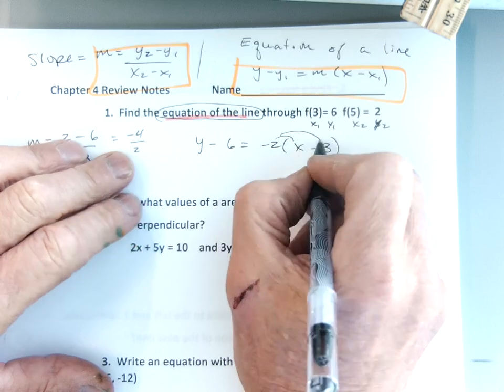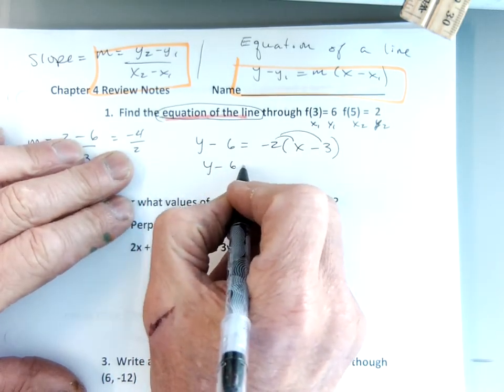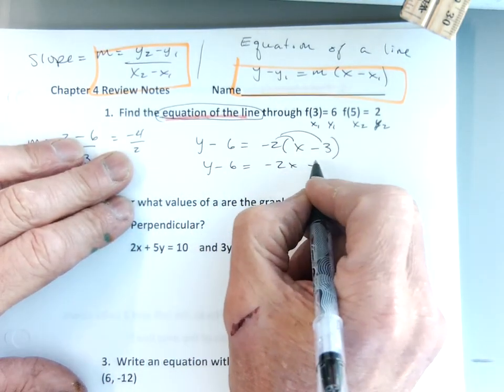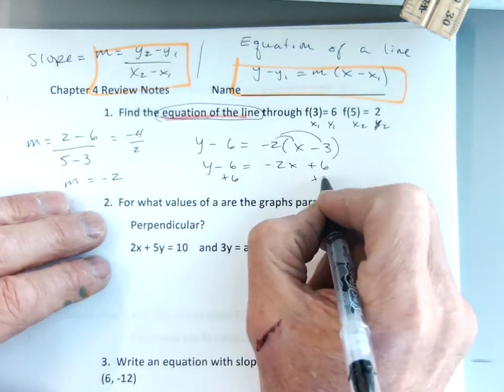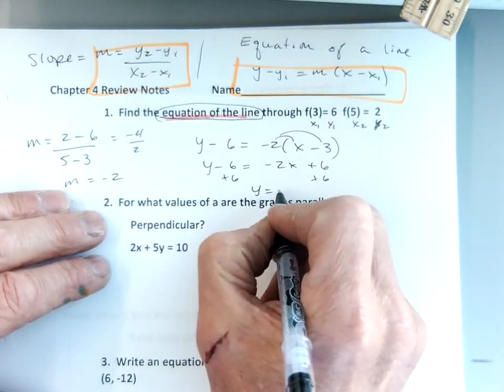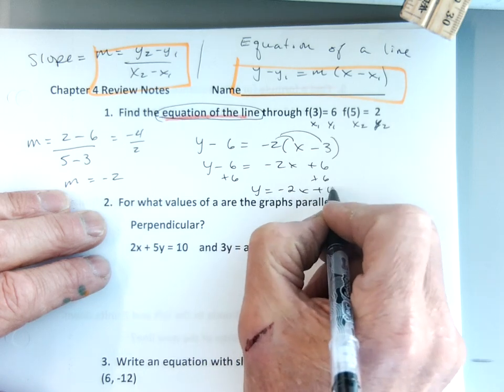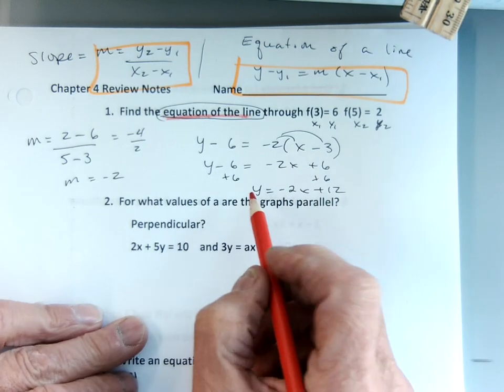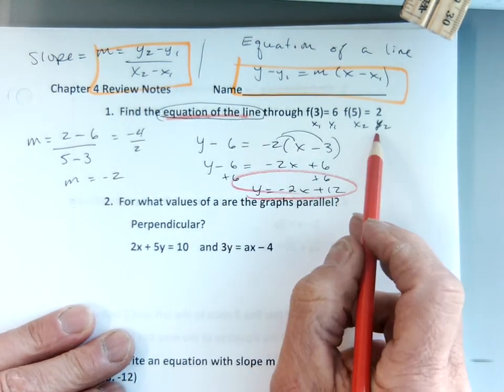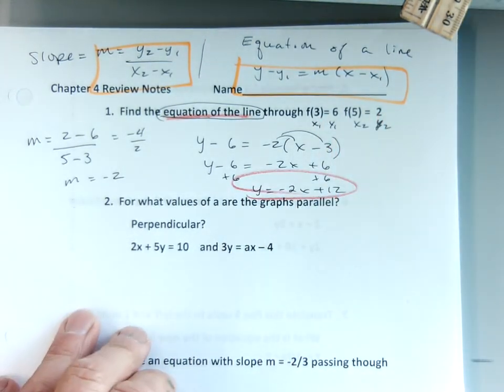I'm going to distribute: y minus 6 equals a negative 2x plus 6. Negative times a negative. And then I'm going to go plus 6, plus 6. And I'll have an answer of y equals negative 2x plus 12. Okay? That is the equation of the line that passes through those 2 points.